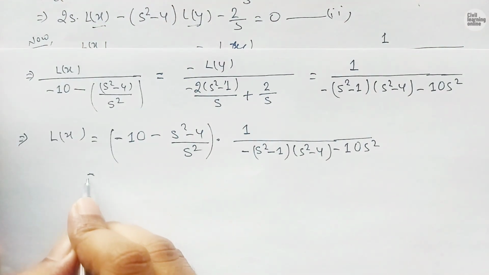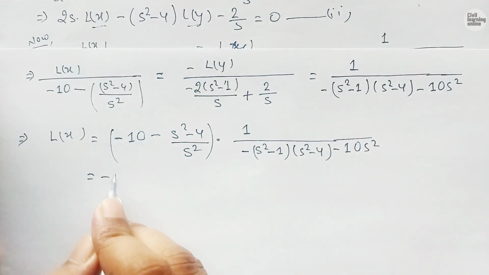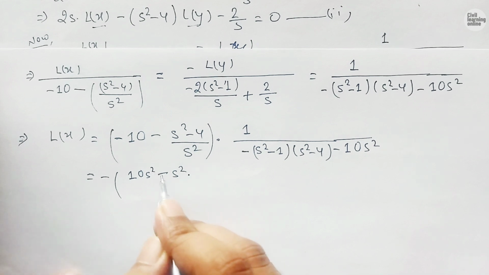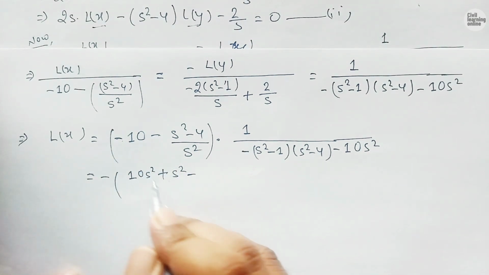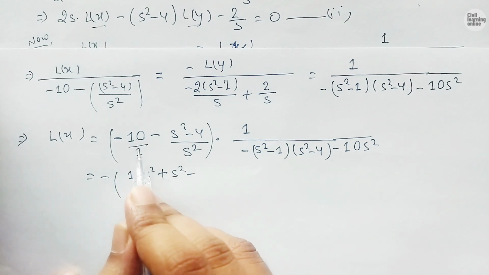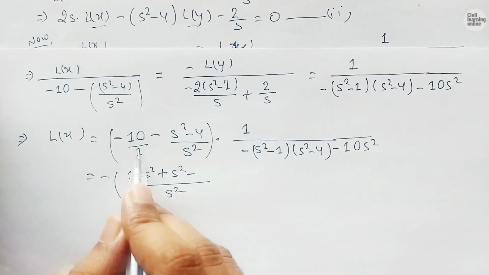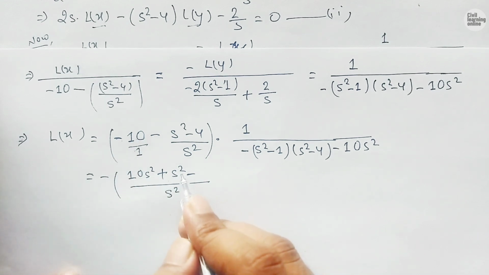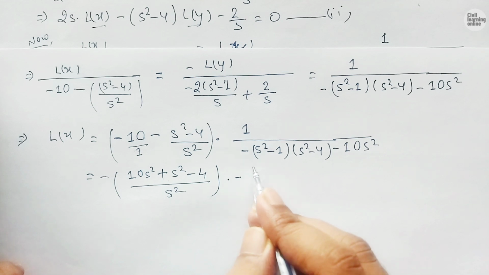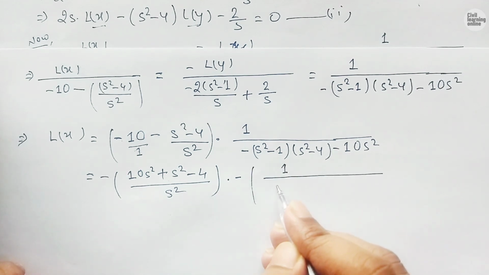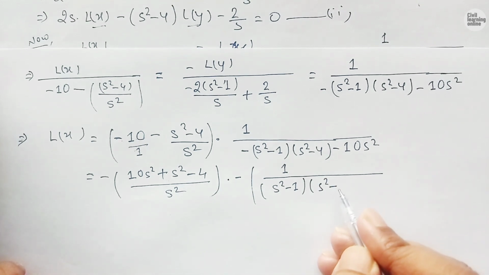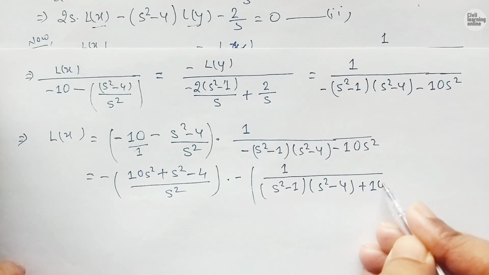So now let's resolve this. Taking minus common, we have 10 s square minus s square minus 4... we have taken these two minus common, so minus, and 10 s square, 10 is multiplied with s square because here the denominator is 1, so on taking LCM we have s square, so 1 times s square multiplied with 10, so 10 s square plus s square minus 4 upon s square times, and we are taking minus common from here also, so we will have here (s square minus 1)(s square minus 4) and plus 10 s square.